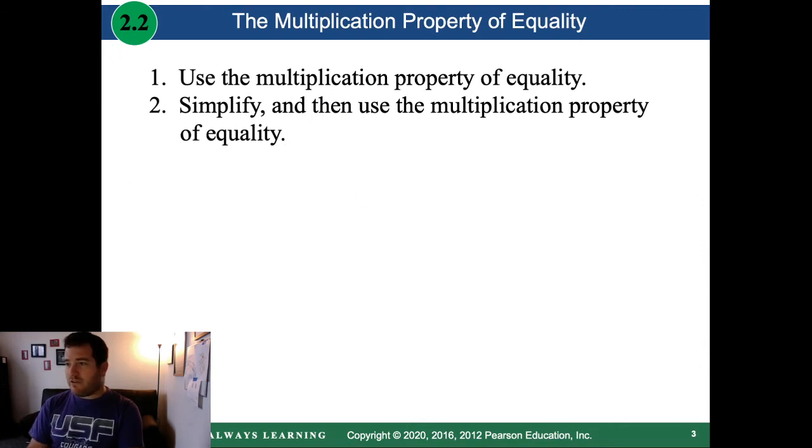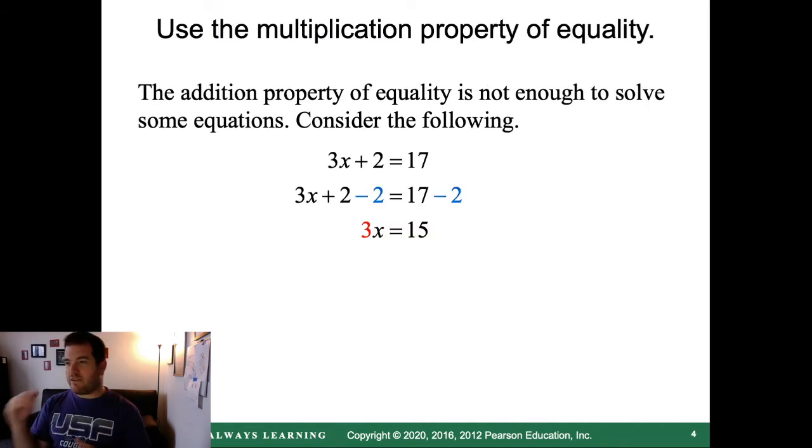Okay, so let's dive into 2.2. Last class, 2.1, we talked about something called the addition property of equality. It was one of those things that you probably knew, or at least had done before, but you didn't know the technical name. This is the same thing: the multiplication property of equality. It's stuff you have done before, but you probably did not call it that. Anyways, this is what it is.